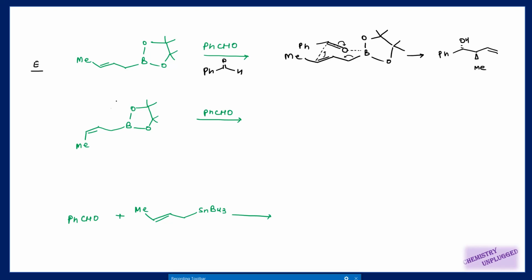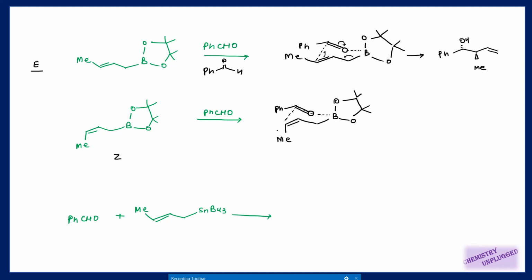Let's try to find this out for Z allyl borane. Again we will draw it as such, then again we will try to draw a chair-like structure, and this Ph again occupies the equatorial position and the carbonyl will go like this.